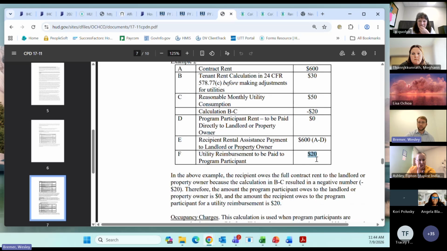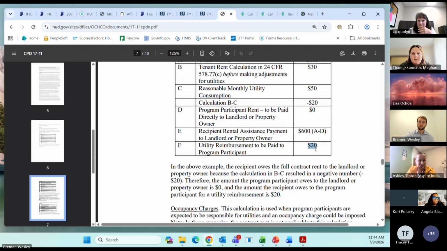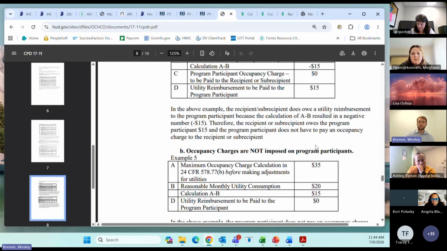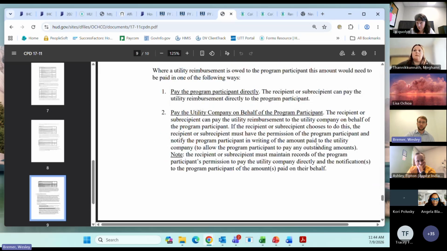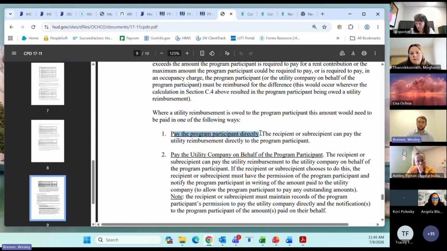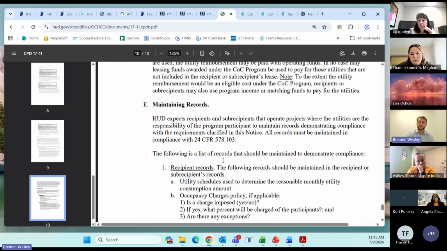And as we said previously, the agency can either pay that directly to the household or pay the $20 reimbursement to the utility provider. And the remainder of this document is what I was just saying about the two options for the utility reimbursement. And they've got some good reminders about client files and maintaining documentation.